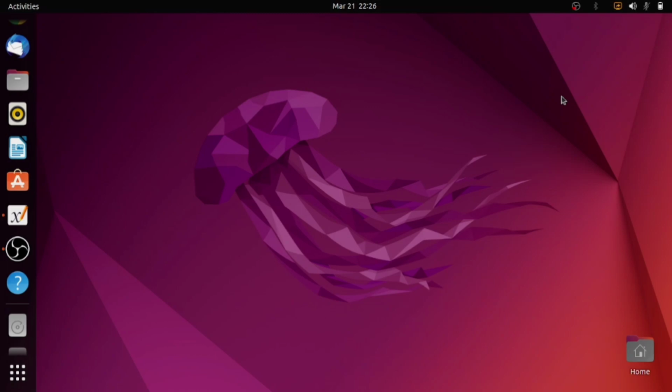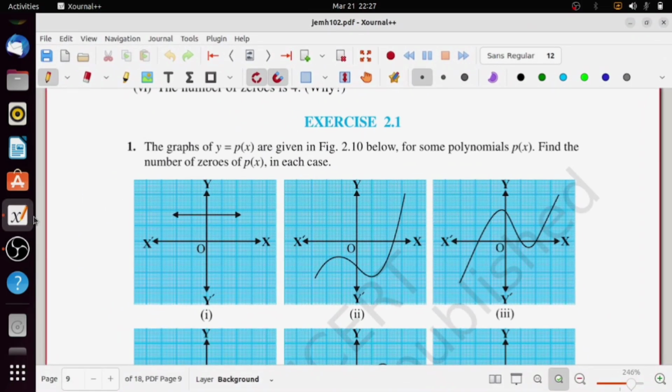We're starting to upload a series of videos on NCERT solutions. First we are starting with class 10. Today we will solve the first exercise of the chapter Polynomials of class 10. So friends, let's start.